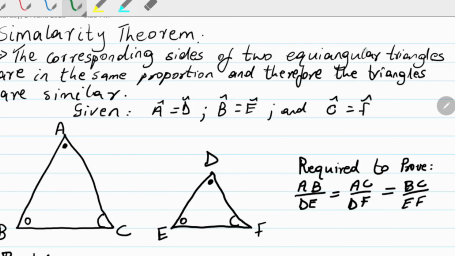So these two triangles are equiangular. If that's the case, that means the proportional sides AB over DE will be equal to AC over DF, equaling BC over EF. If we can prove that that's the case, then we say the two triangles are similar. So that is what we are required to prove, that the sides are in the same proportion. All right, so let's start.